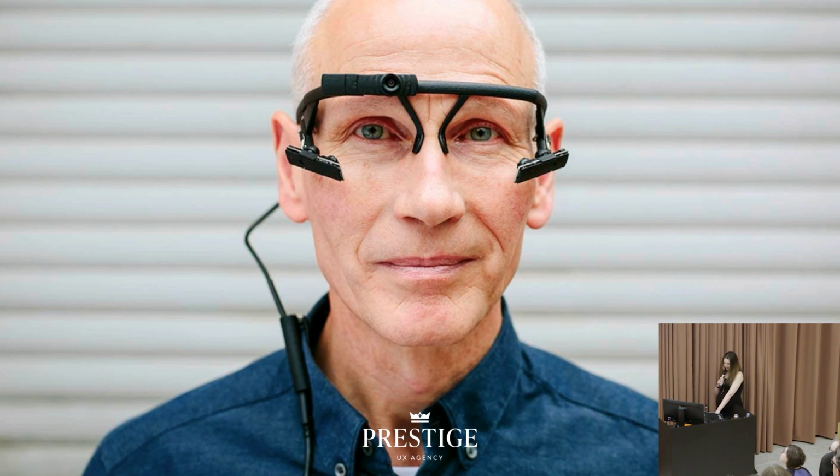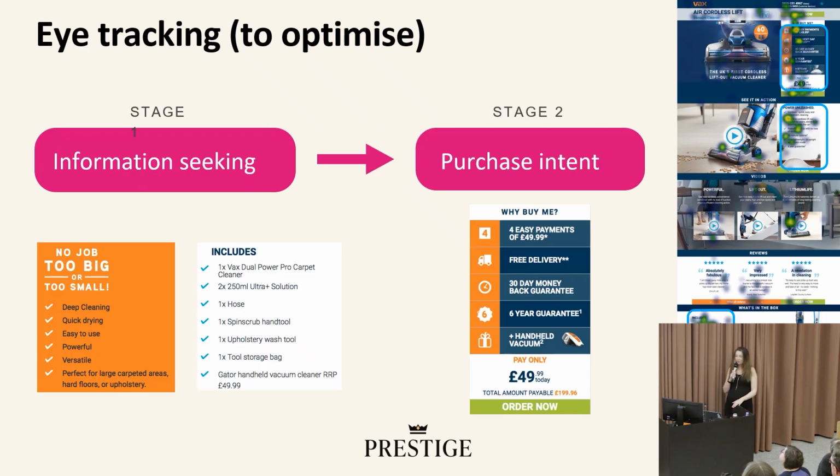Eye tracking. So this is a fancy pair of glasses that has cameras and sensors in it that track where the person's looking as they're interacting with something. Mostly people use this to optimize websites that have got a full design in place. So you wouldn't really use this for things like wireframes. You would tend to use this for visual designs or live websites.